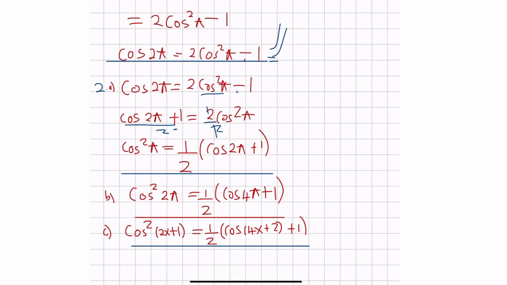This is another standard identity that we have here. I want you to note the relationship that we have. So it's cos squared A is equal to 1 over 2 cos 2A plus 1.